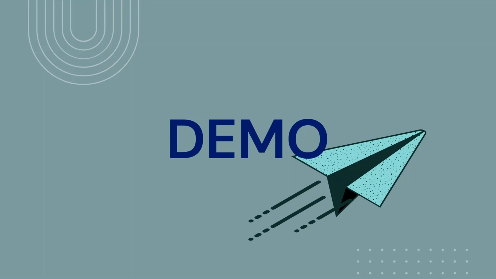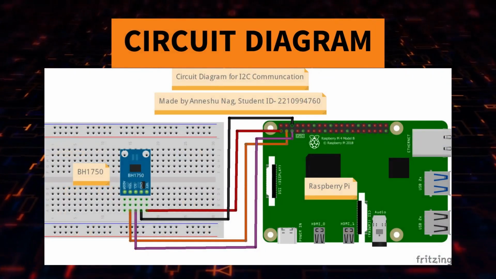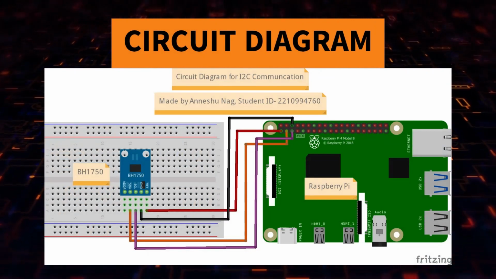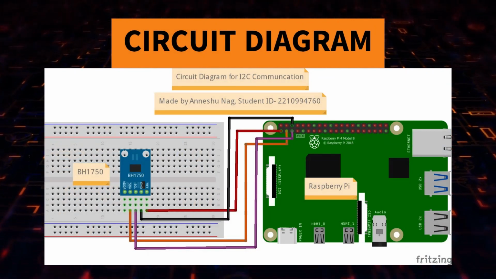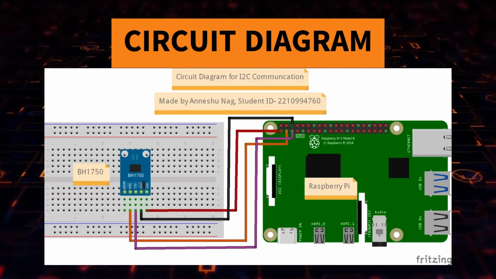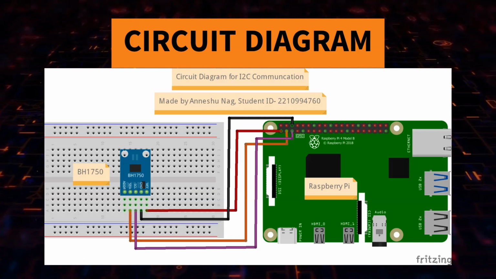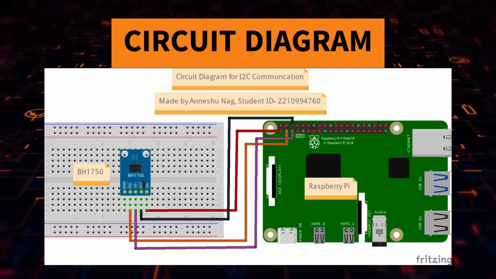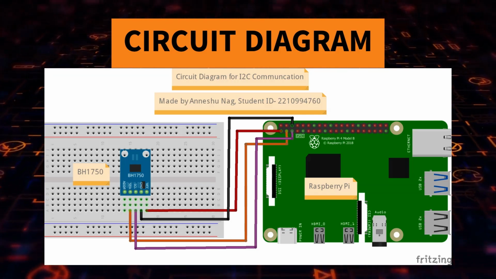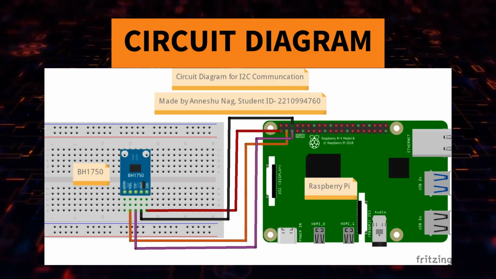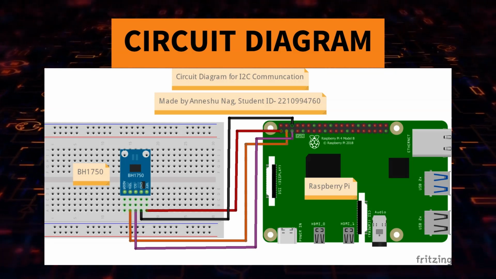Finally, it is time for the demo. Before diving into the hardware demo, let's understand the circuit diagram. As you know, the SDA and SCL pins of the Raspberry Pi belong to GPIO2 and GPIO3 respectively. So we will connect our BH1750 sensor to the Raspberry Pi through the GPIO2 and 3 pins, that is the SDA and SCL pins. We will also connect the VCC and the ground pins to give the power to the light sensor.